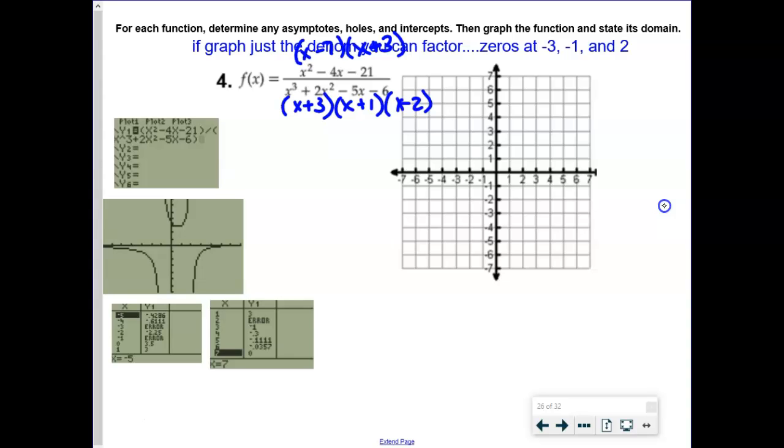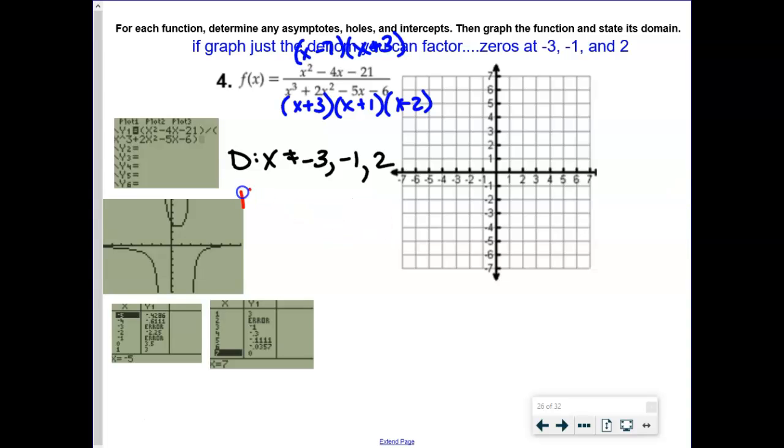Because I see it too. There is a removable discontinuity here, but don't do it yet, because first, it says to discuss your domain. Guys, we got a lot of domain problems. You got 1, 2, 3 problems. So x can't be -3, can't be -1, and can't be 2. The reason for that is because there's some form of discontinuity at all 3 of those.